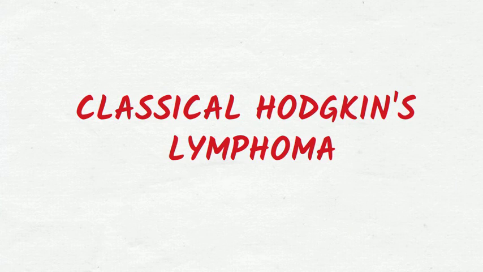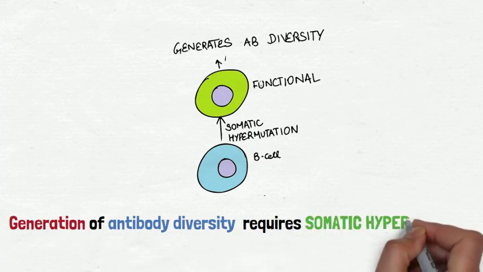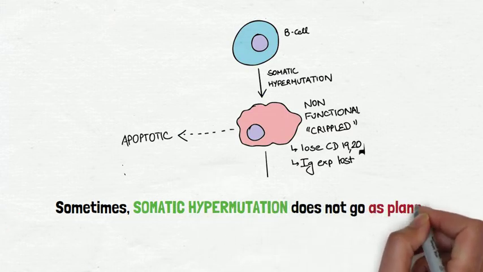In this video, we'll talk about classical Hodgkin's lymphoma. First, let's talk about its pathogenesis. Normally in the lymph node, B cells undergo somatic hypermutation to generate antibody diversity. However, sometimes this process does not go as planned.